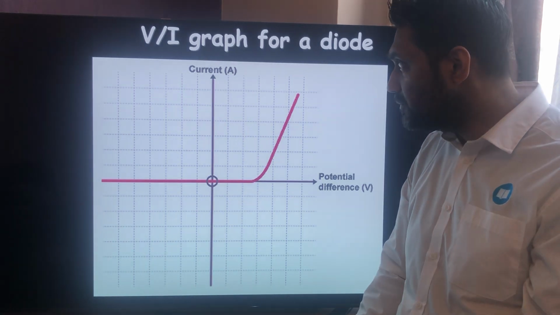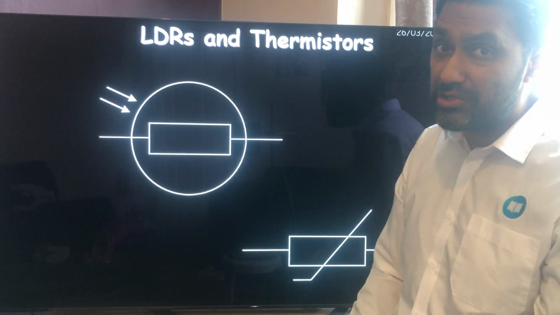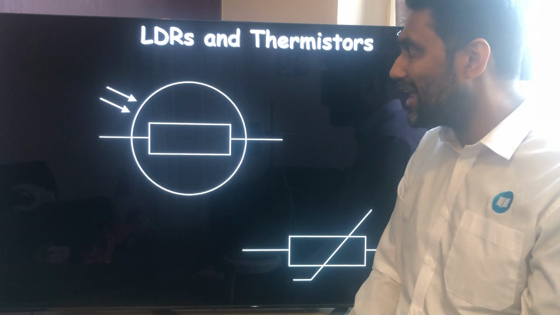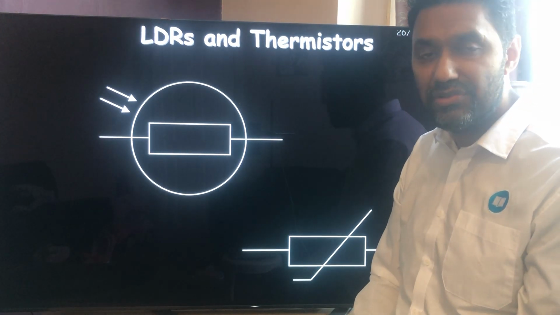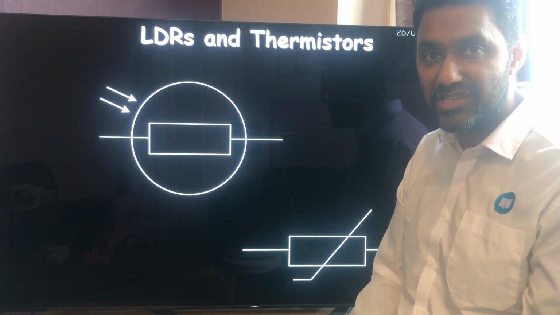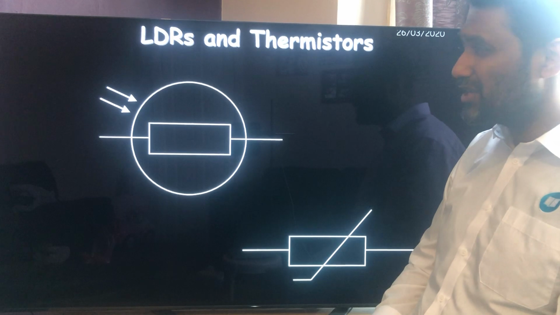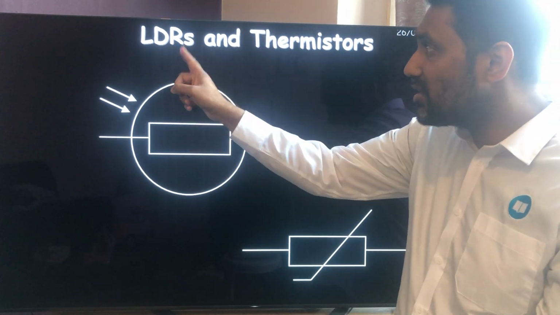Okay, so the last two components that you need to know about. We've got what we call an LDR. That's your symbol for an LDR. It stands for light dependent resistor. And over here we've got your thermistor. Now, what do they do? Well, you can kind of work this out. Light, it depends on the light.